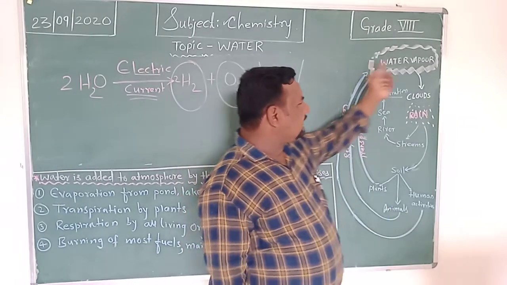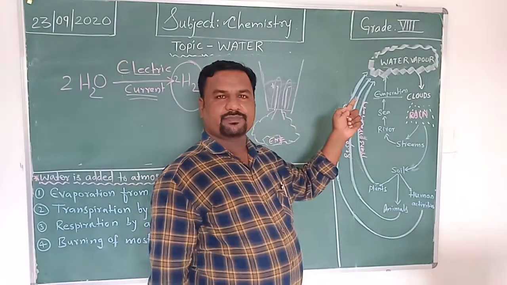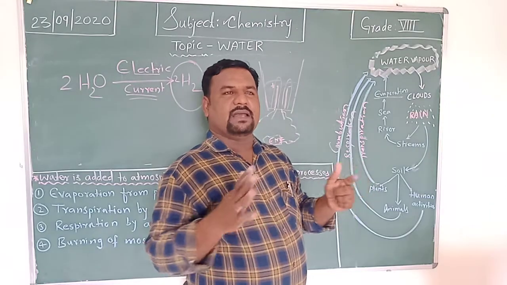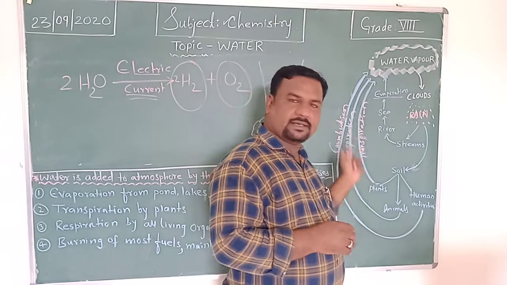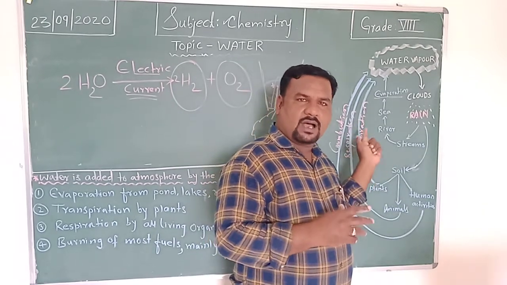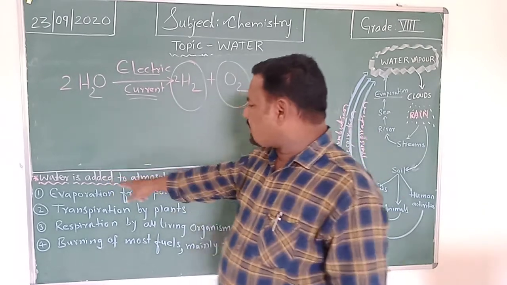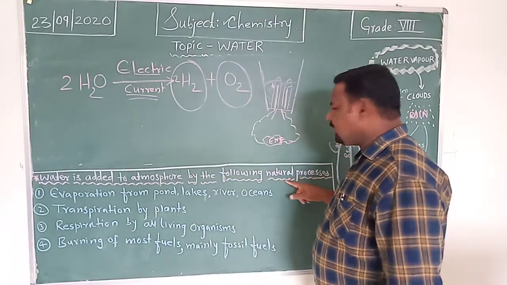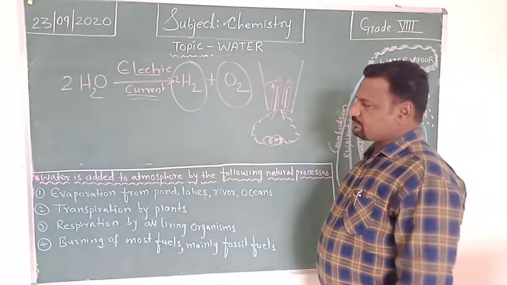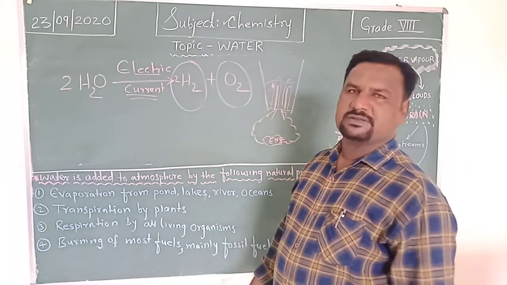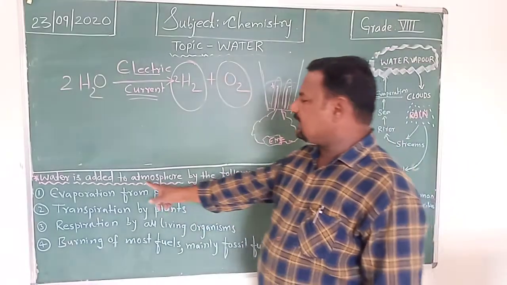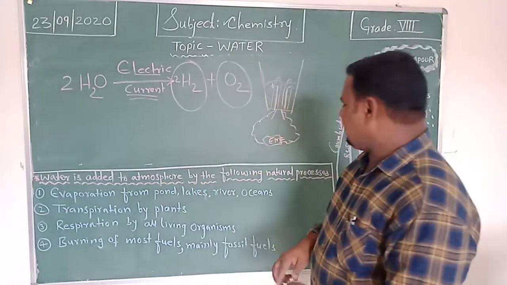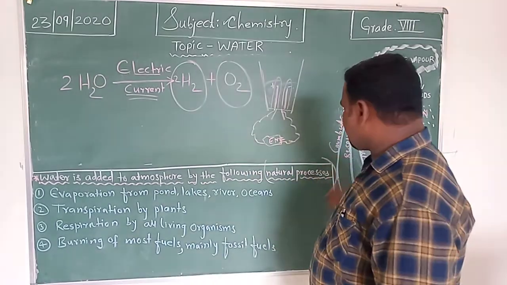So this water cycle repeats, it continues. In this way, the balance of water takes place in nature due to this kind of water cycle. After this, let's proceed here. Water is added to the atmosphere by the following natural processes. See here, four natural processes are shown. By these four processes, water is added to the atmosphere in a natural way. What are these four ways?